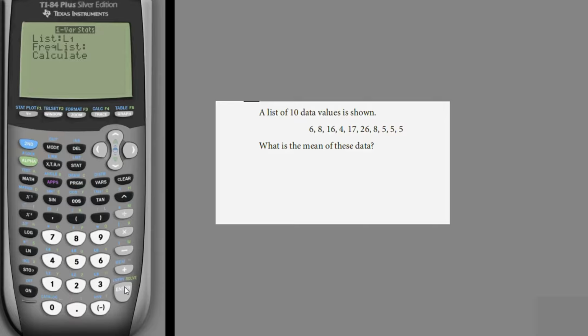Now it's indicating Calculate, right? Press enter now to see the answer. So as you can see, the mean, which is x bar, is 10. So the mean of this data is 10.